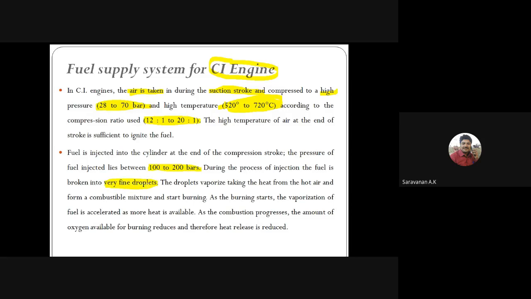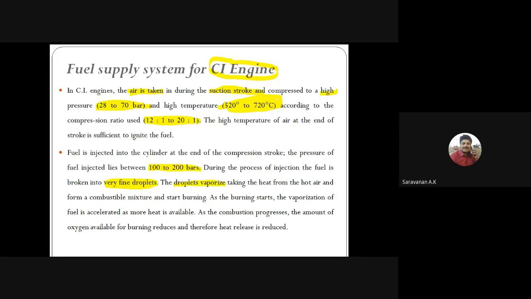Right. So the fuel will be injected through the injector. The injector injects the fuel at a pressure of 100 to 200 bar. Then the fuel comes out in small sprays, so small fine droplets. Those droplets will be vaporized.